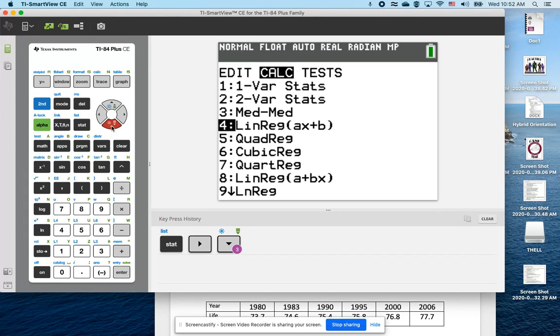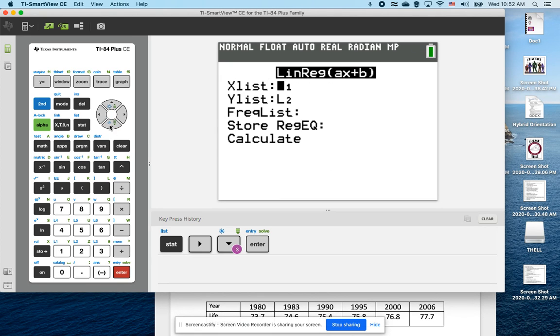So if we go down to number 4, it says linear regression, ax plus b. That's the normal way that we like having our equations, as mx plus b, slope and y-intercept. So that's the form I'm going to use. Then it asks us, just like before, for our X list and our Y list. They're still the same, L1 and L2.